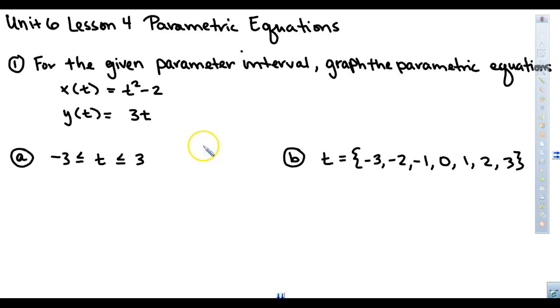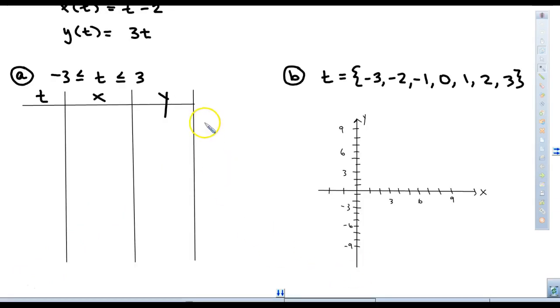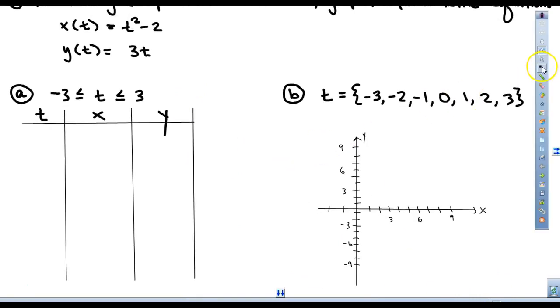Parametric equations are a pair of equations that always represent how an object is moving horizontally on a coordinate plane with relationship to some parameter. In this case, it is time, T for time, and how it is moving vertically, up and down the coordinate plane. So in order to graph this pair of parametric equations, we're going to make a T-chart.